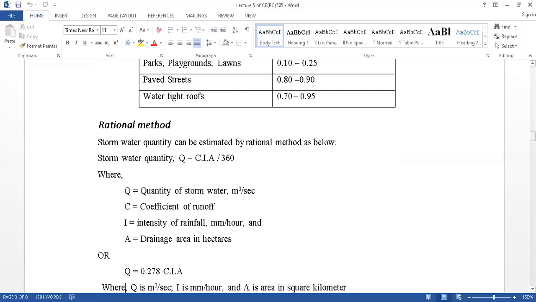It is logically established. It can be proved logically how 360 comes, but that is not our scope of work. We have to use this formula. But for your knowledge, I am telling you this 360.